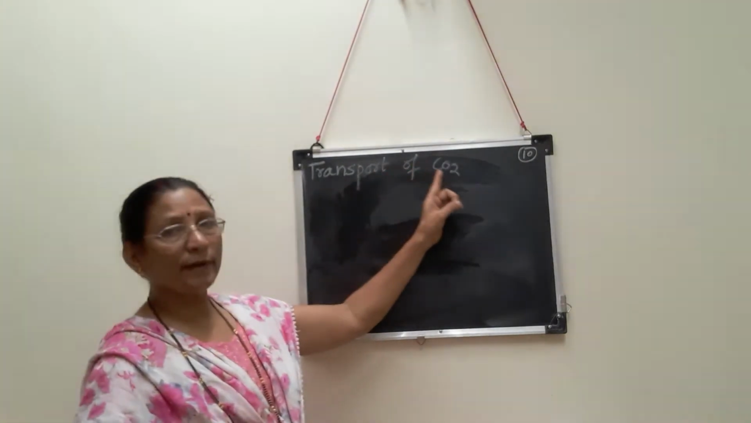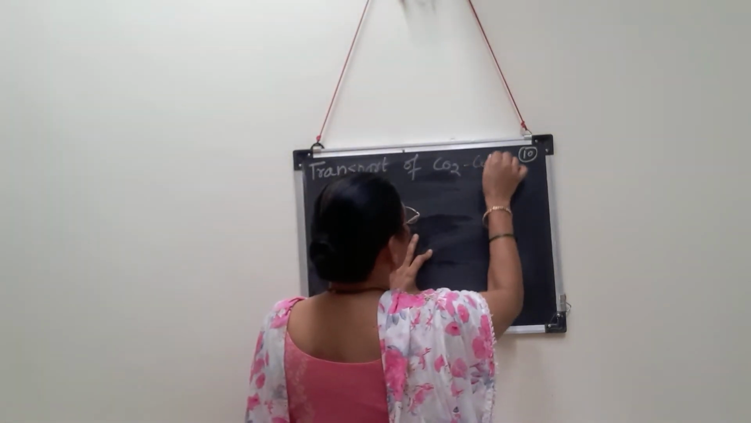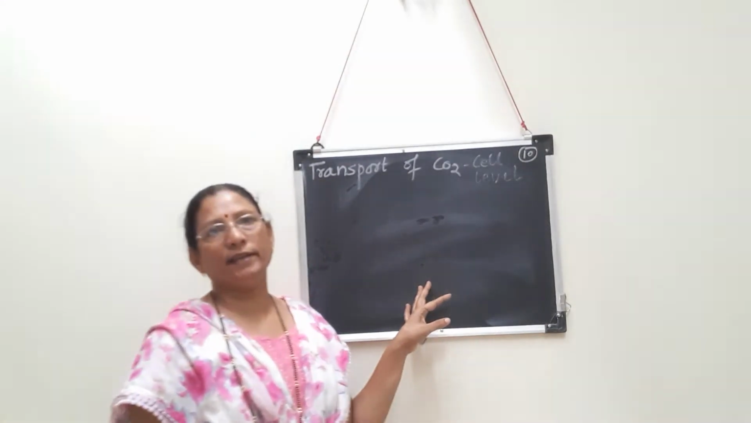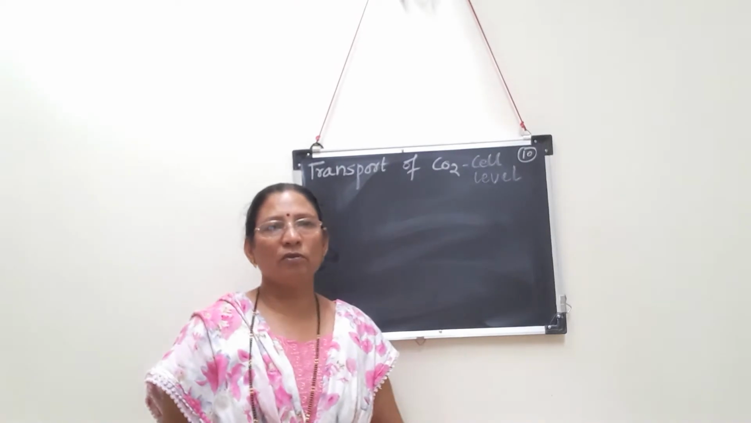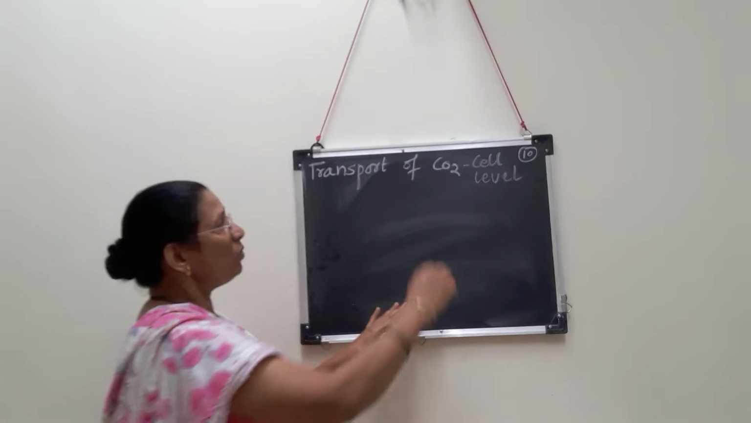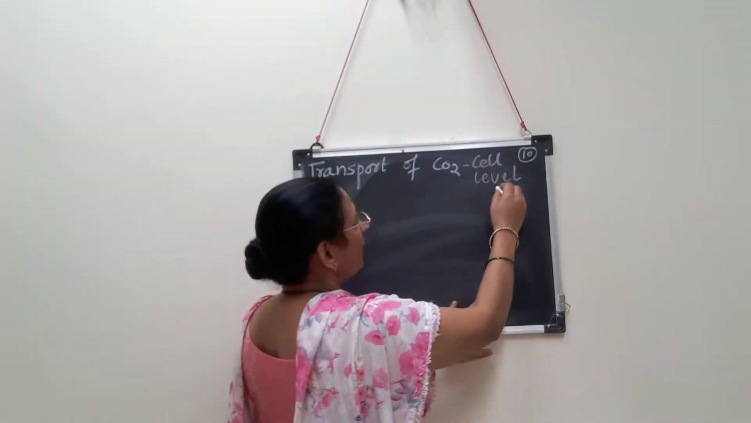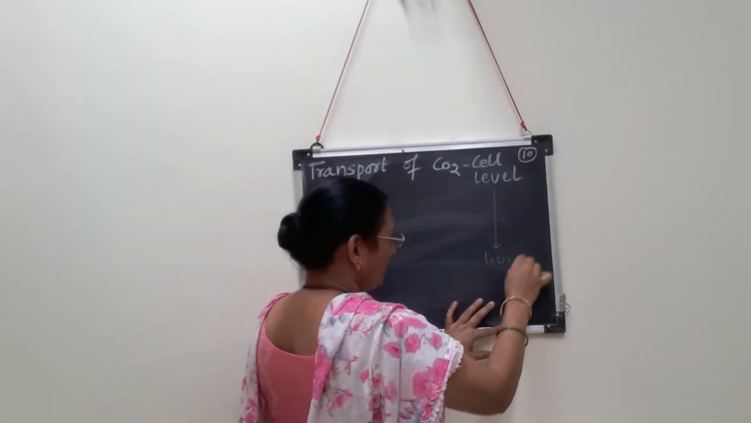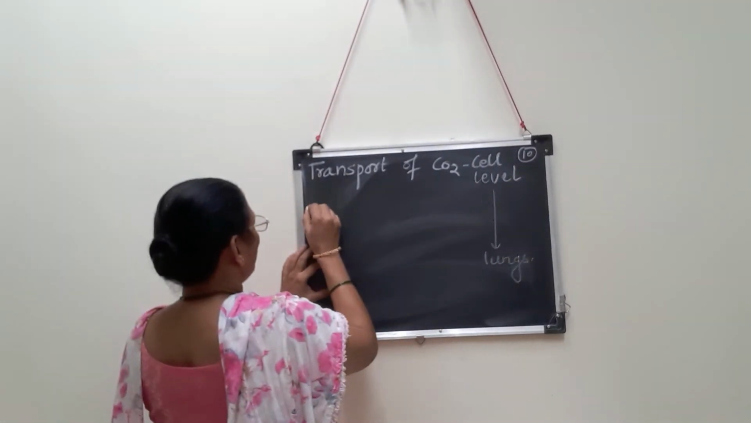Where does the formation of carbon dioxide take place? This formation of carbon dioxide takes place at the cell level, because oxidation of food material with the help of oxygen takes place at the cell, which results in formation of carbon dioxide and ATP. We have studied it many times. So from the cell, this carbon dioxide should be carried up to the lungs for its expiration. This transportation of carbon dioxide takes place in three ways. What are these three ways?